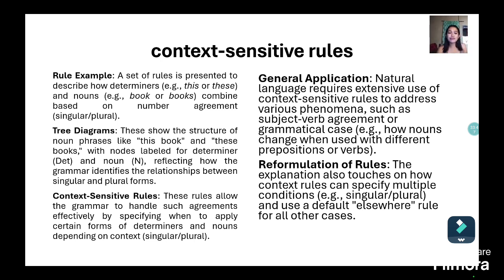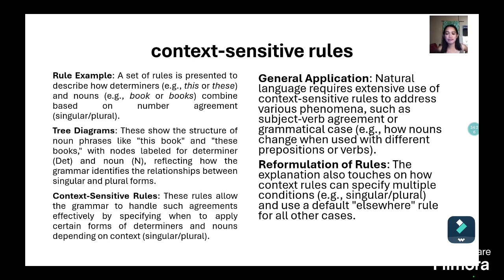Rules example. A set of rules is presented to describe how determiners, for example this or these, and nouns, for example book or books, combine based on number agreement. It can be singular or it can be plural. Now, the tree diagram shows the structure of noun phrases like this book or these books, with nodes labeled for determiner and noun, reflecting how the grammar identifies the relationship between singular and plural.